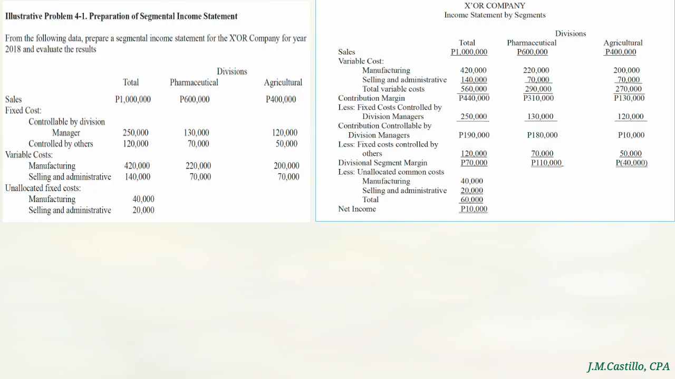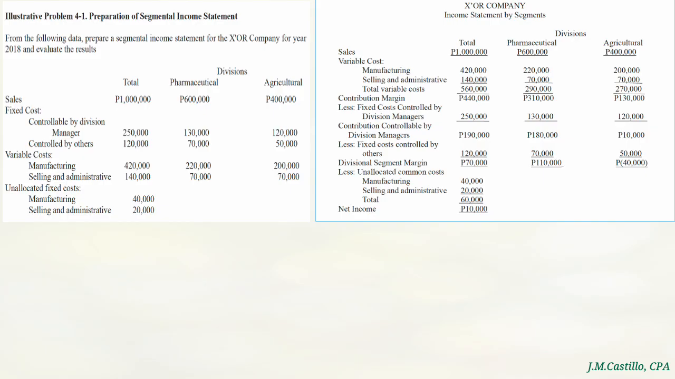Now for the fixed costs, the controllable or what we are referring to as traceable fixed costs, the total is 250, 130k pharma, 120k agri. Controlled by others, total 70, 50 and 20. Although these are fixed costs, they are controllable by others. But when we say controllable, these are traceable.